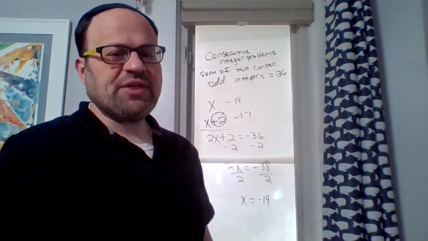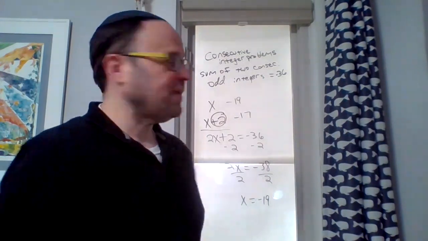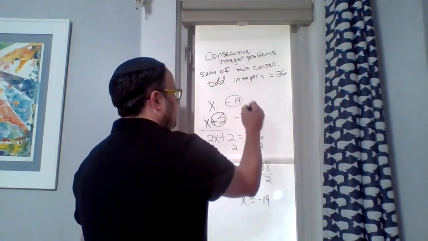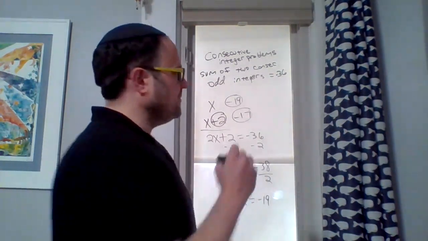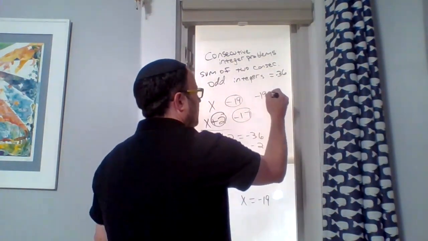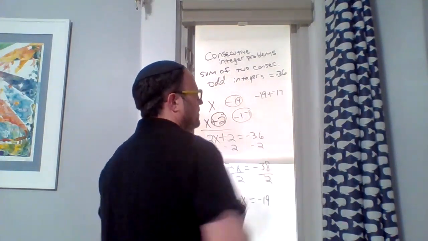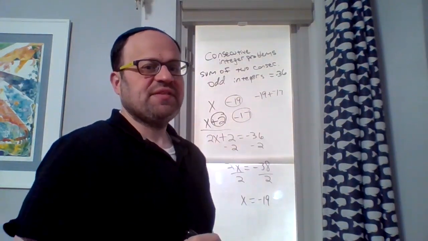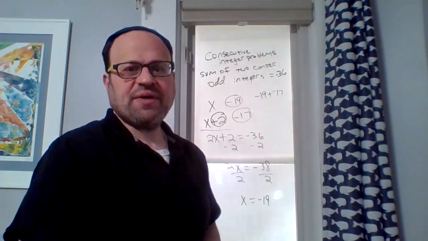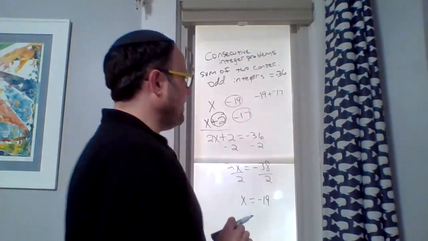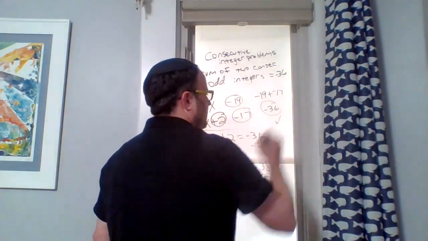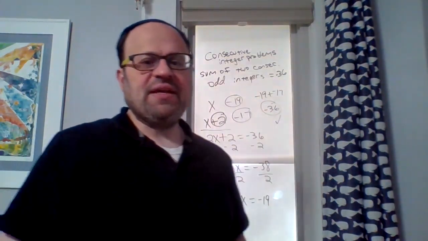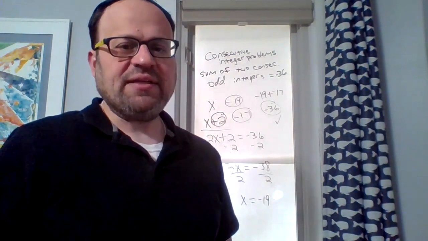Right, double check. Make sure you're adding and subtracting integers correctly. So I have negative 19 and negative 17. If I add those up, do I get negative 36? Negative 19 plus negative 17, whatever trick, whatever system you have about adding negative integers, you can use it here. And in fact, I do get negative 36 as my sum.